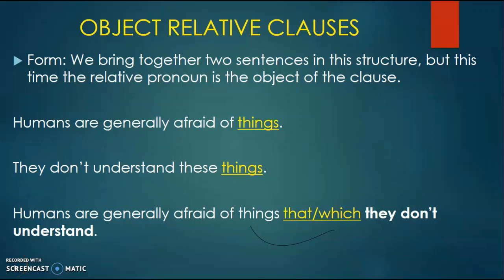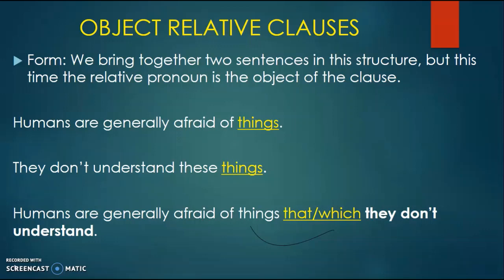Defining object relative clauses are formed by bringing together two sentences. However, different from subject relative clauses, the relative pronoun is the object of the clause. Similar to defining subject relative clauses, it gives essential information about the noun it modifies. Let's see how they are formed.